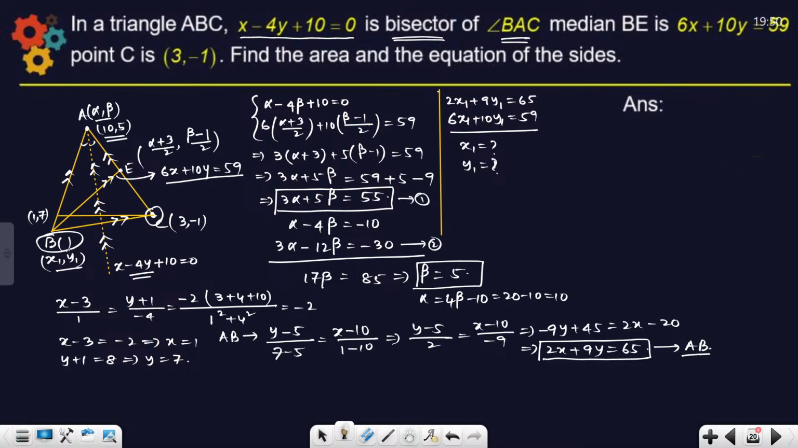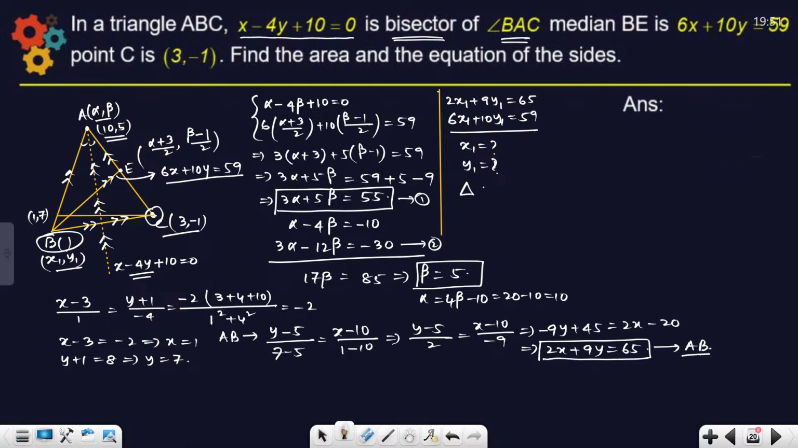Okay, if you know point B, you can easily find out the equation of BC. Because B you know, C you know. So similarly, you apply that two-point form to get the equation of BC. Right? So equation of AB, equation of BC, and equation of AC you got. As well as you know the 3 vertices of this triangle. So now you can find out its area also.